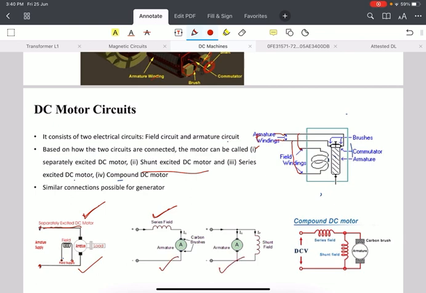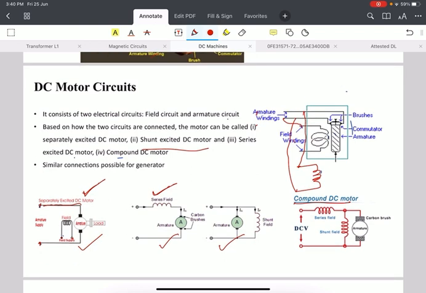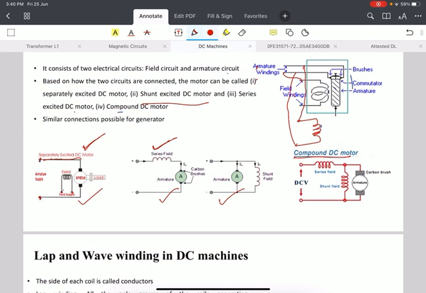Similarly, if there are two field windings instead of one, and one is connected in series and the other one is connected in parallel, then those types of DC motors are known as compound DC motors. These are the types of DC motors. Based on the application, we will use these many types. For example, the series motor has high starting torque. If we require high starting torque, then we will use a DC series motor. Based on the different applications, the connection of the DC motors will be changed.